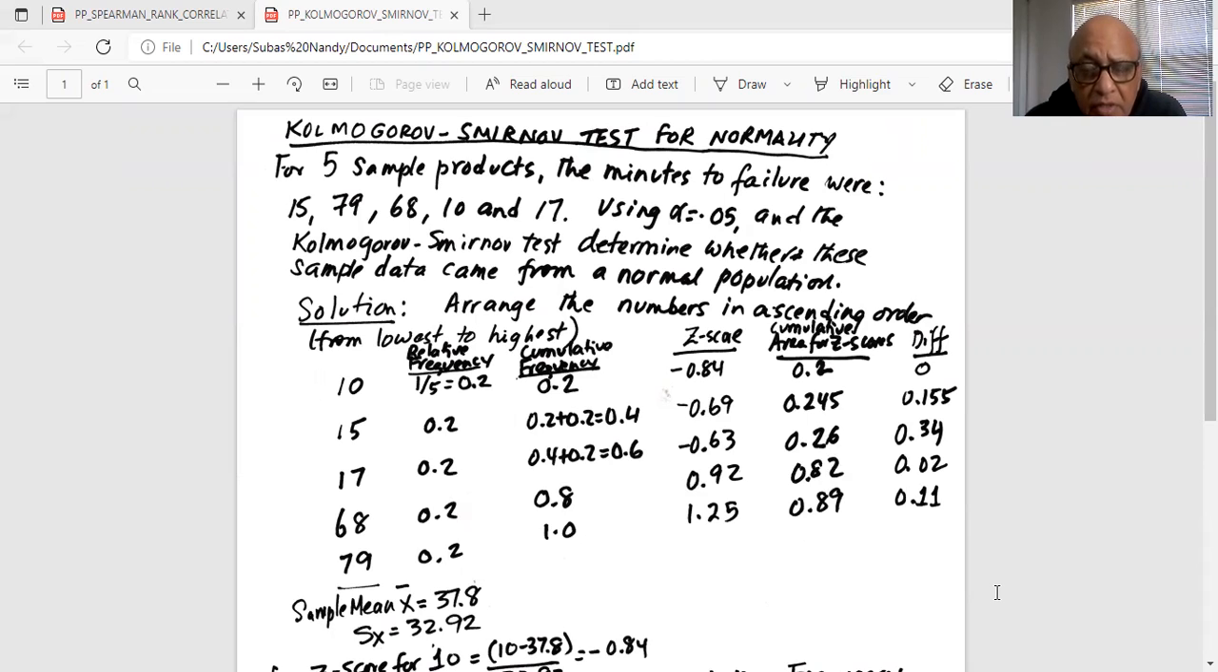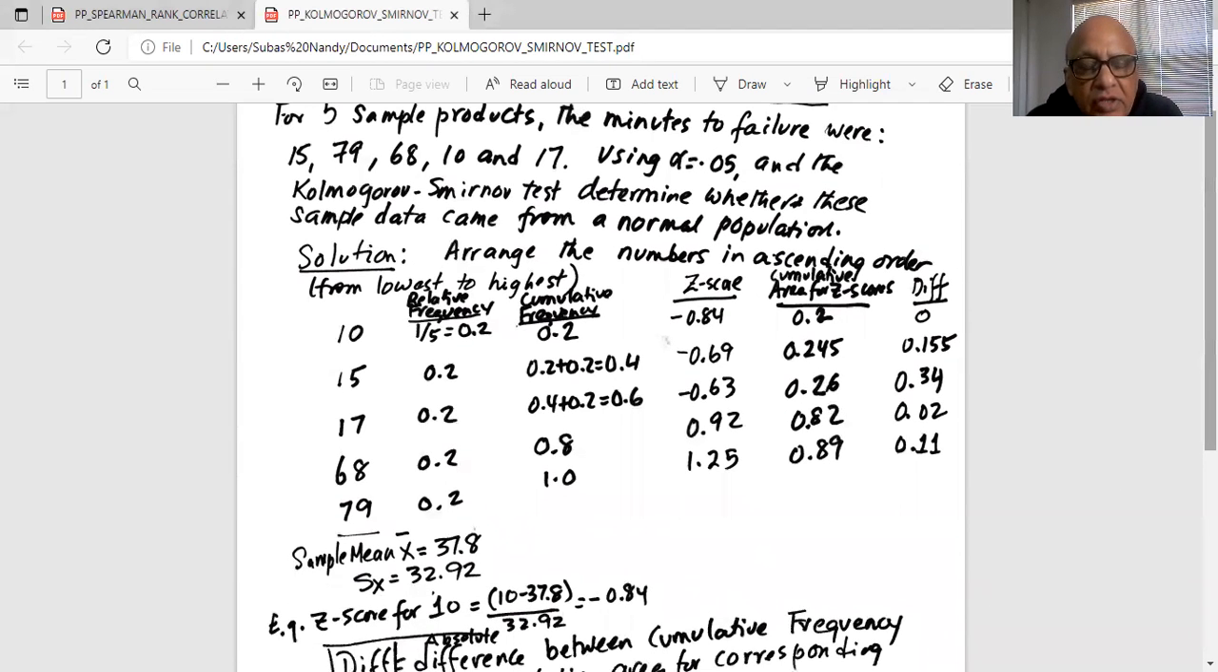First, we arrange the numbers in ascending order. So the lowest is 10, then 15, then 17, then 68, and 79. We find the sample mean by plugging the data in L1 of the calculator and then stat calc 1, and we get the sample mean of 37.8 and Sx, the sample standard deviation, is 32.92.